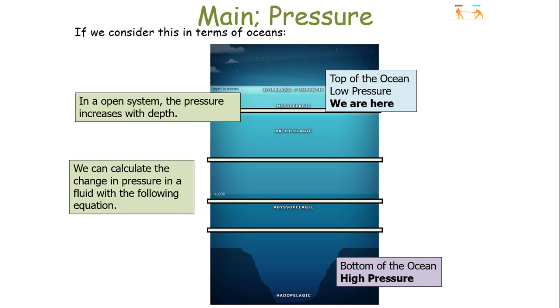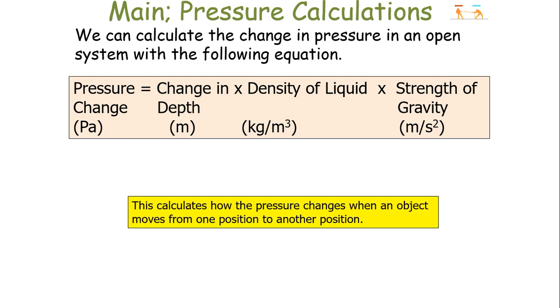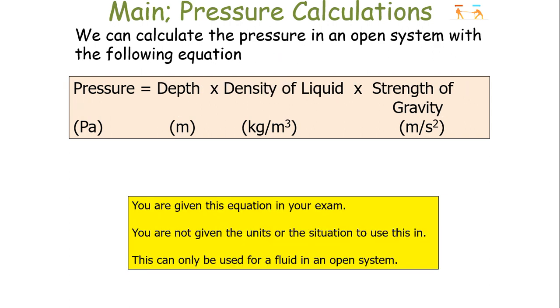So whilst we can also calculate change in pressure by doing force divided by area, there's another equation we can use, and that is the change in depth in meters times by the density of the liquid in kilograms per meters cubed and the strength of gravity in meters per second squared. If you times all three of those values together, you can get your pressure change. Now this equation is given to you in your examination, but what you're not given are the units or the situation to use this in. This can only be used for a fluid in an open system, and this calculates how the pressure changes when an object moves from one position to another position in an open system.